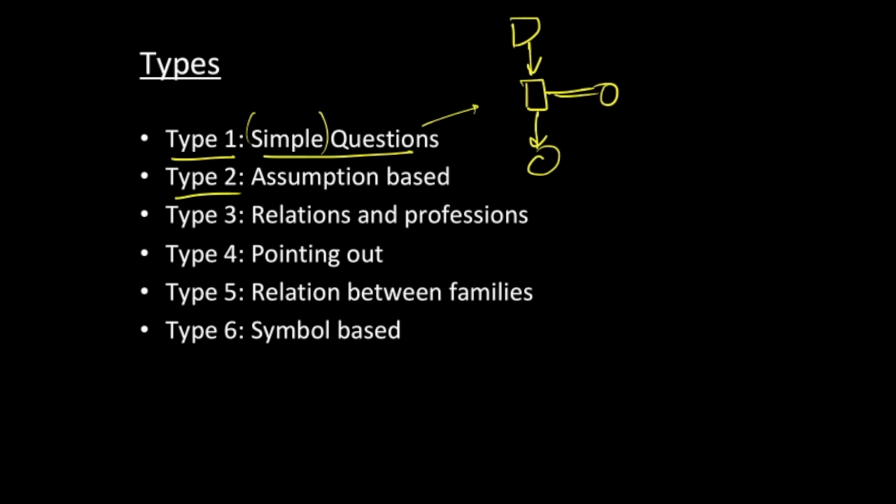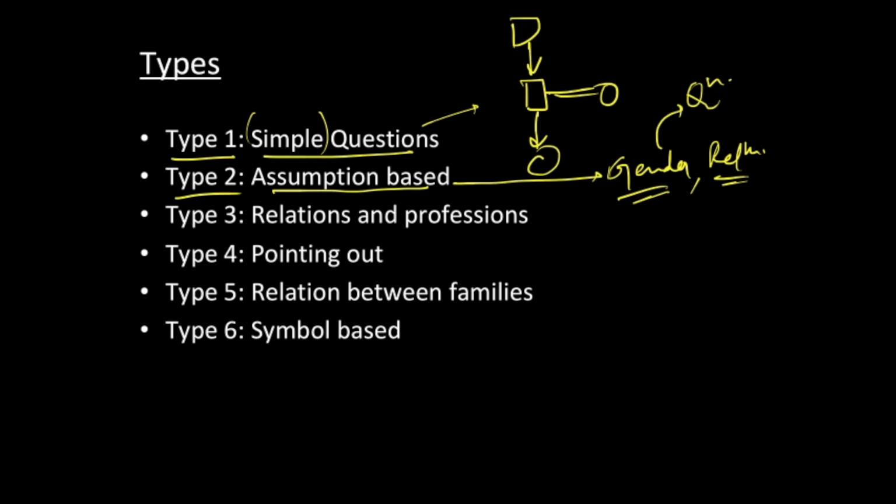Okay, in type 2, it is assumption based. In this type of question, we'll have to assume, let's say, gender as well as the relationship based on the incomplete information given in the question, and then we'll match it with the question and see if our assumption is right or wrong.